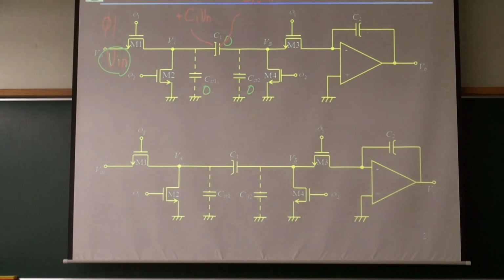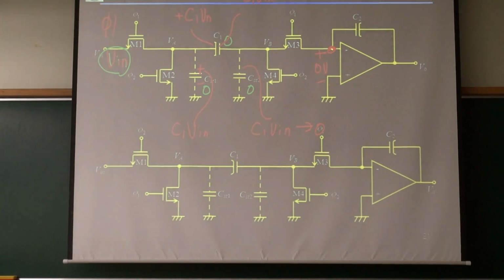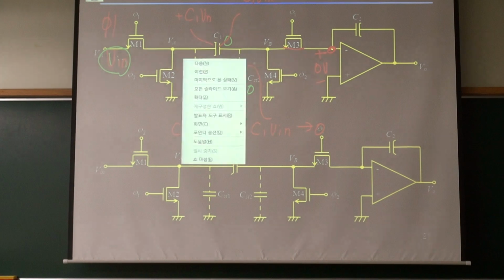Okay, how about those charges? This charge will be C1 Vin. Is it right? Yeah. And this charge, let me see. Initially it will be charged to C1 Vin. Finally, it will go to 0, because at the end of by one phase, there is a virtual ground established here. And then this voltage will be 0. So this turns on, and this voltage will be 0 again. Okay?